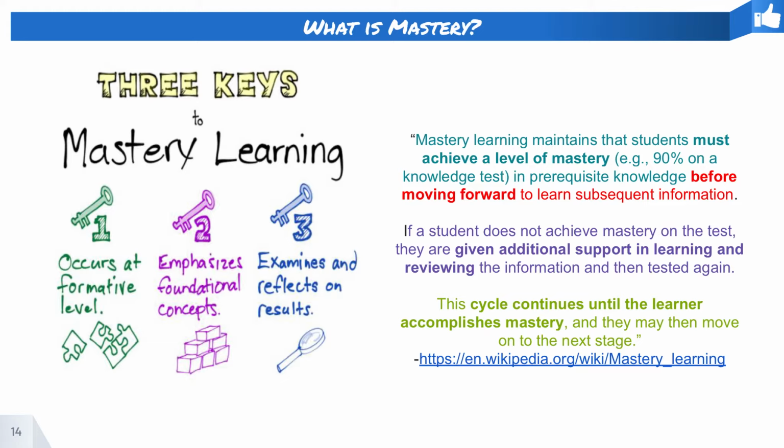Mastery learning maintains that a student must achieve a level of mastery, so 90% on a knowledge test, in prerequisite knowledge before moving towards learning other information. If a student doesn't achieve mastery, then they're given more support in order to review the information. The cycle continues until the learner accomplishes mastery, and then they move on to the next stage, which starts over.